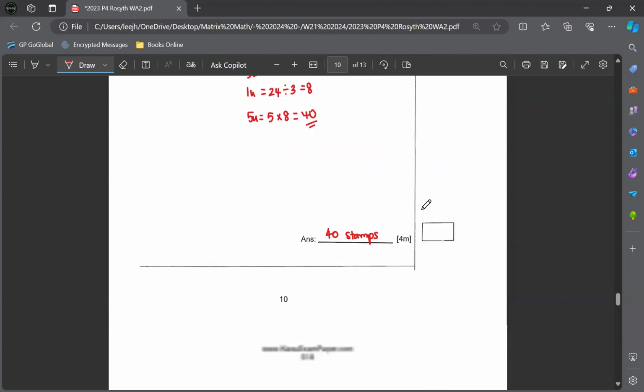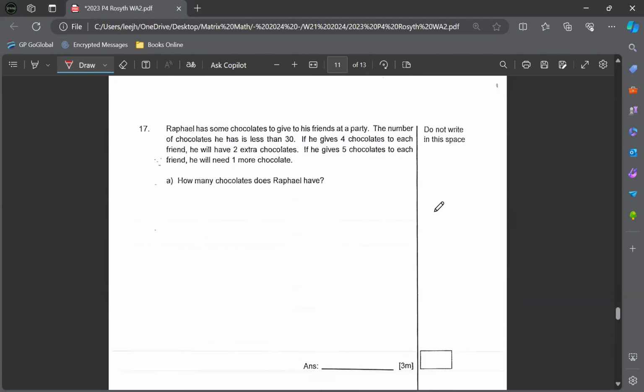Okay, question number 17. Raphael has some chocolates to give to his friends at a party. The number of chocolates he has is less than 30. So we got a number range. It must be less than 30. If he gives 4 chocolates to each friend, he will have 2 extra chocolates. If he gives 5 chocolates to each friend, he will need 1 more.